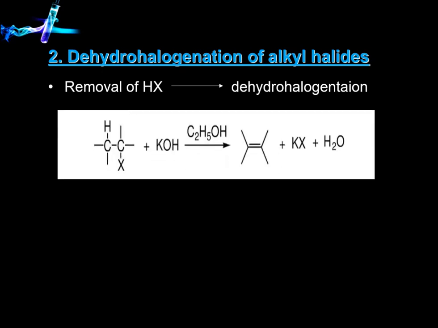Simple method is being shown over here. This is an alkyl halide having halogen attached at any of the carbon atoms. It will react in the presence of alcoholic KOH. This is alcohol and this is KOH. Alcoholic KOH will do the same.